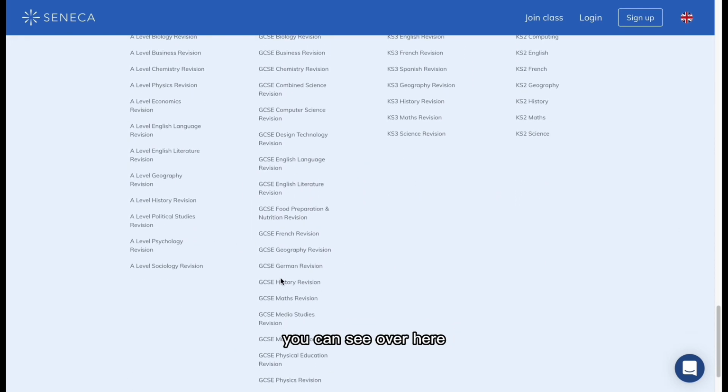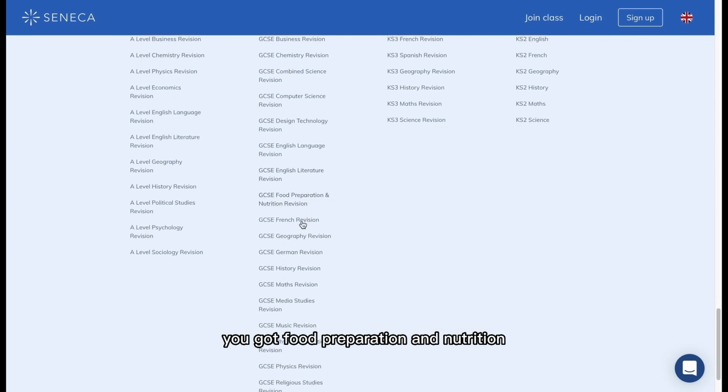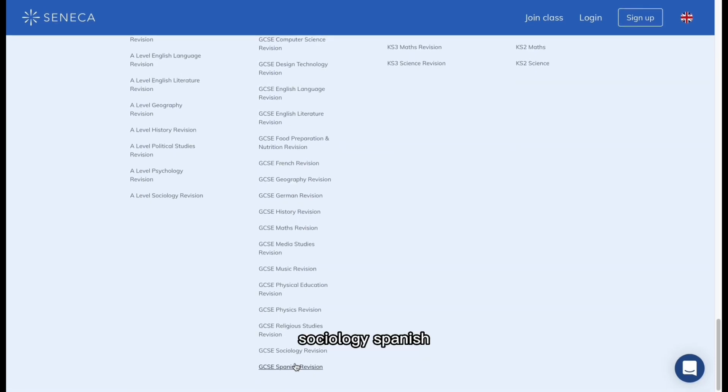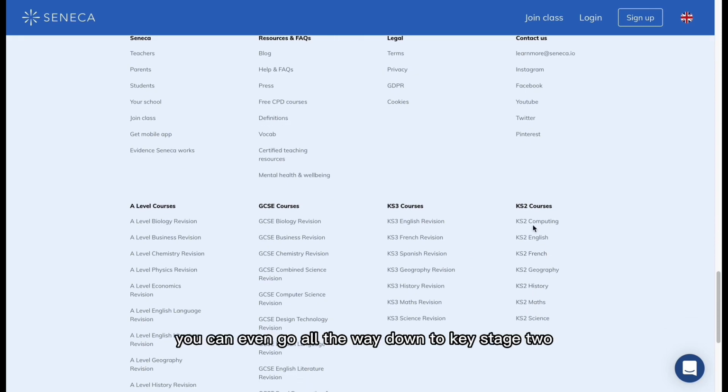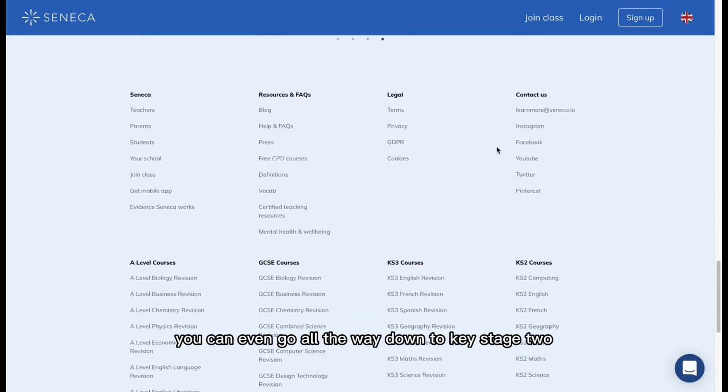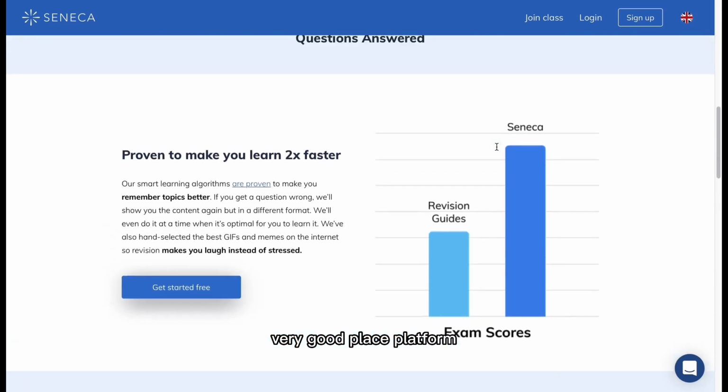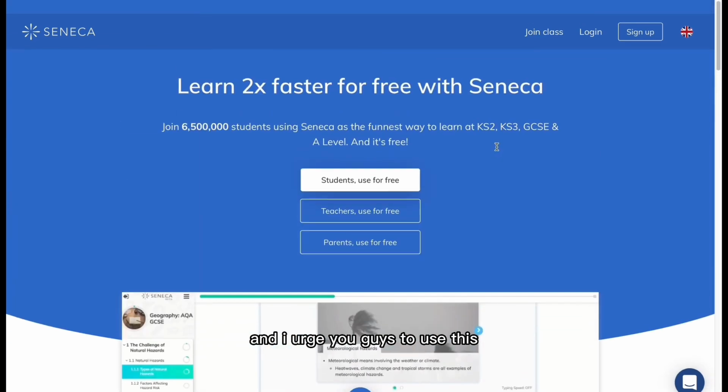You can see over here, such as English literature, food preparation and nutrition, sociology, Spanish. You can see the list goes on, but we're looking specifically at GCSEs and in particular GCSE maths. But you can see over here, you can even go all the way down to Key Stage 2. So this is a very, very good platform, and I urge you guys to use this.